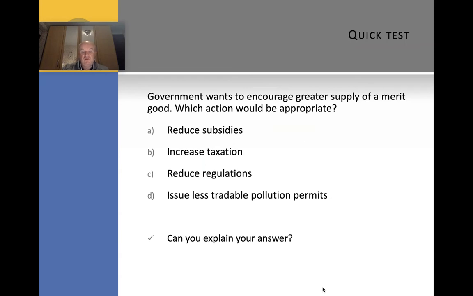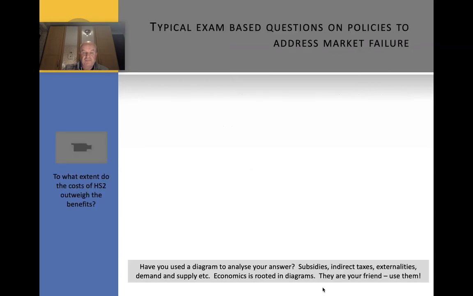Other options, looking at things that a government might choose to do to try to encourage a greater supply of merit good. Have a look at the options there, and then again see if you can explain your answer. So let's take a look at some typical examples, exam-based questions on policies that attempt to address market failure. There's quite a list of them here, and I'm not intending for you to do all of them, but at least if you've seen these types of questions, then they're not going to phase you.